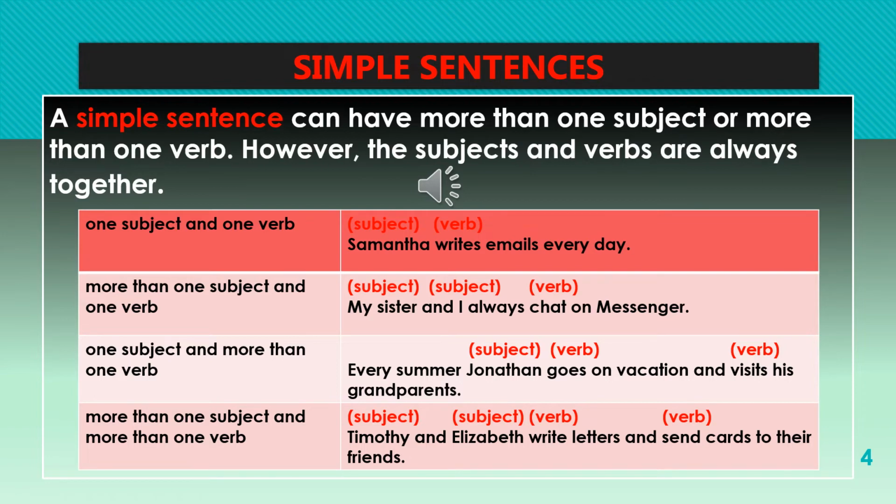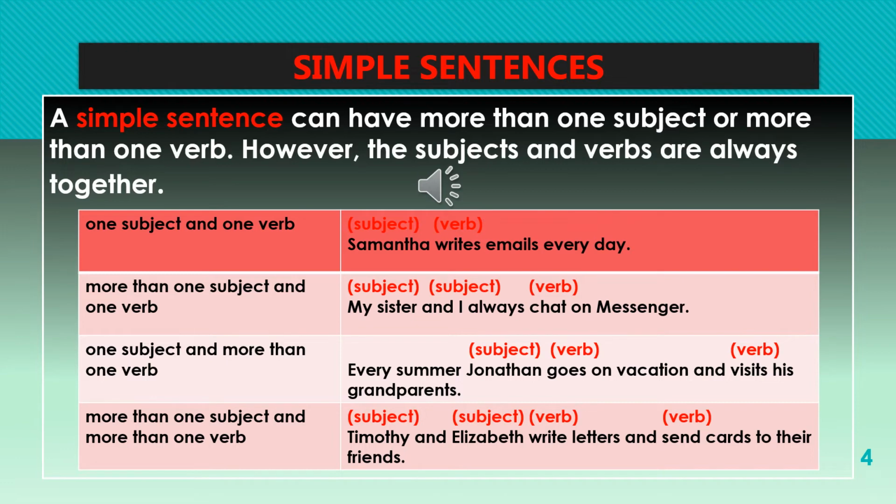Write is one of the verbs. And the second verb is send. Write, send. These are the verbs. Now, remember, when you have a simple sentence, you can have more than one subject or more than one verb. However, the subject and the verb are always together. They are in the same sentence.